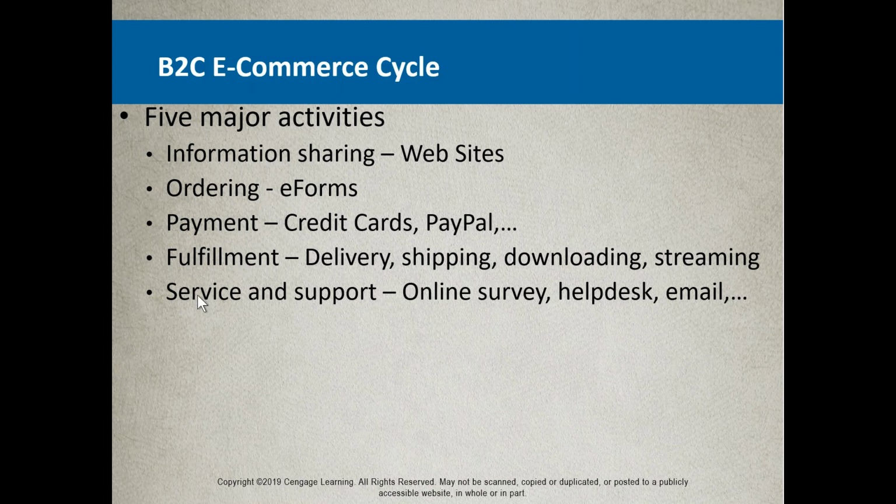And then the final one is to support them. If there's a problem, if there are technical issues, if they need to return it, if they want to give feedback, or frequently asked questions, or that star rating, all of those things happen during the service and support. Now, you probably recognize those 5 major activities that are required to purchase in a business to consumer e-commerce model.